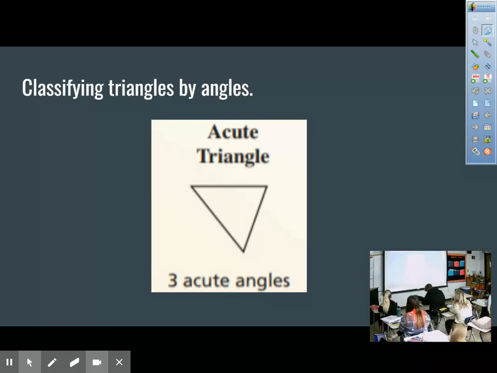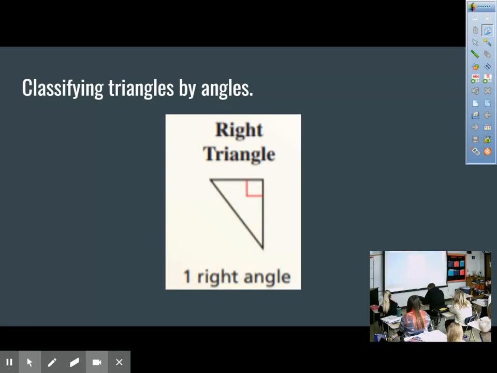None of their angles are, all of their angles are less than 90. Alright, the other kind is a right triangle. A right triangle will have 1 right angle. And what exactly is a right angle?